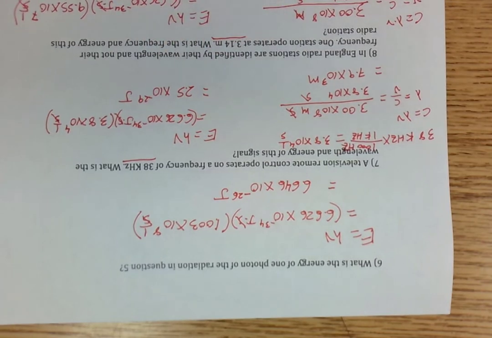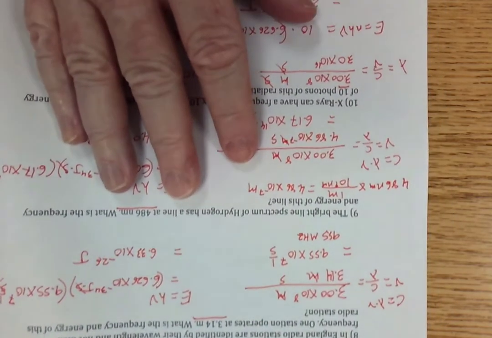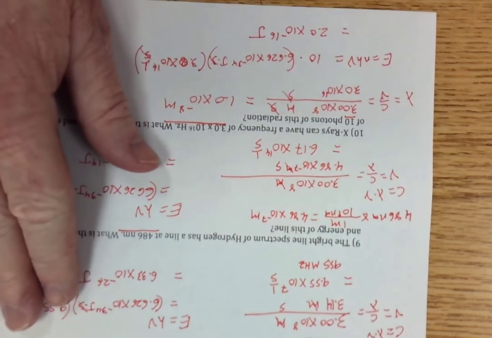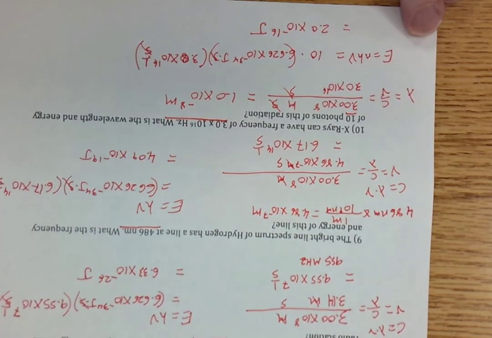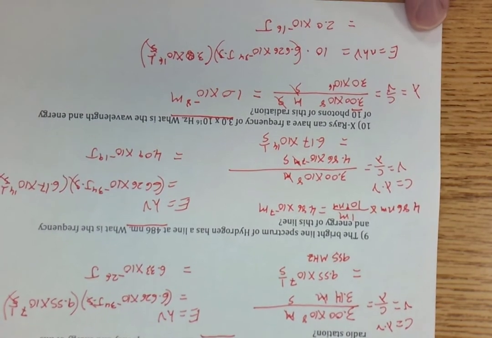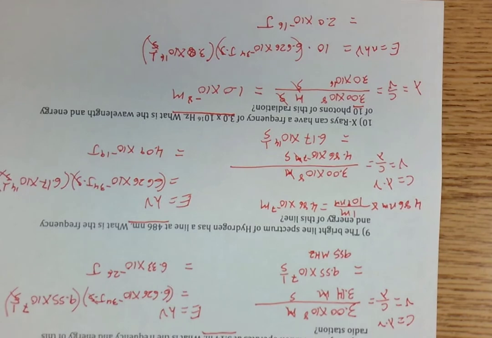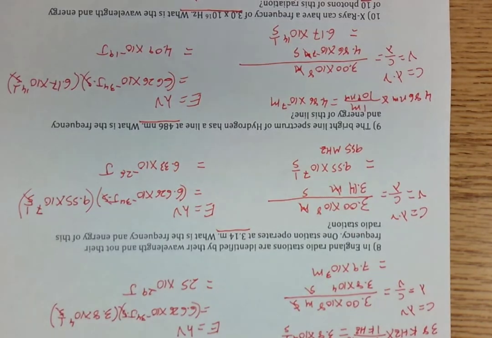All right, so let me scroll back up here for a second. Questions 1 and 2. You can pause the video if you need to. And now we'll go back down to here for questions 8, 9, 10. Okay, there you go. That is electromagnetic radiation number 2.